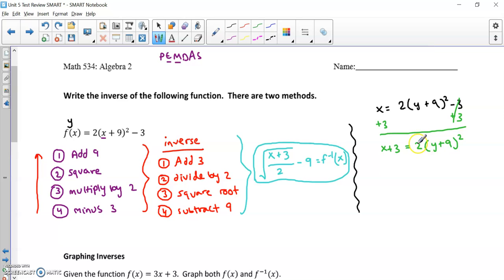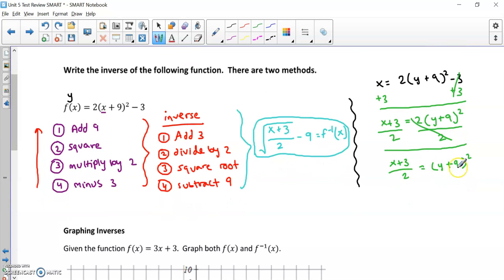Next, we can get rid of this 2. Until this 2 is gone, we cannot do anything in here. So let's divide by it because it's being multiplied right now. So those 2's will cancel. On the left, we have x plus 3 over 2. And on the right, we have our y plus 9 squared.